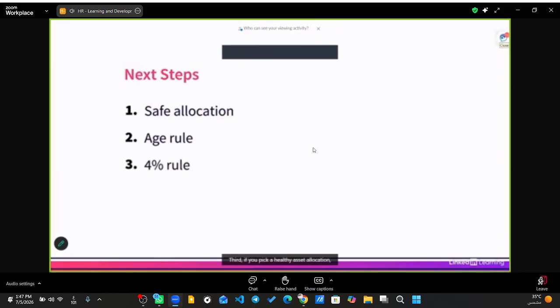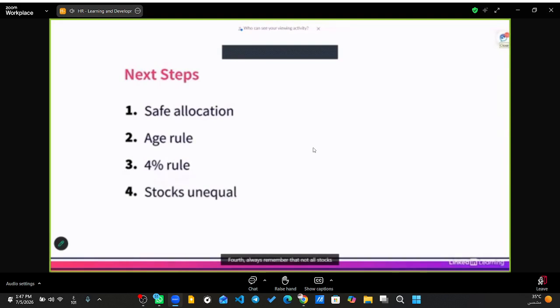Third, if you pick a healthy asset allocation, when you reach retirement, you should be able to withdraw 4% of your retirement savings every year and never run out of money, no matter how long you live. To figure out how much you need to retire, simply multiply what you expect to spend every year by 25.